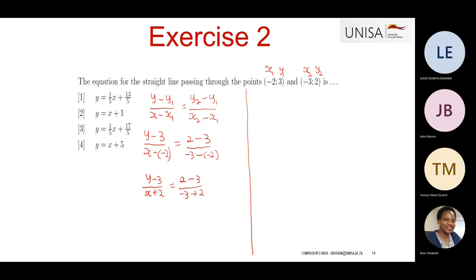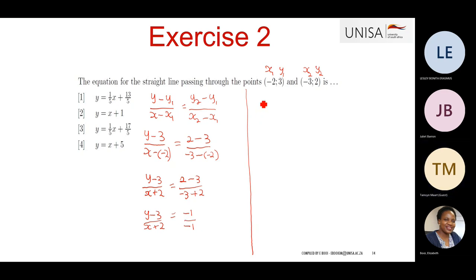So we can solve the right hand side. Y minus 3 over x plus 2 on the right hand side. What is 2 minus 1? Oh, sorry, 2 minus 3? Minus 1. It's minus 1. Minus 3 plus 2 is minus 1. So this side we can say also it's the same as positive 1. Right? Okay. Minus 1 divided by minus 1 will give us 1.